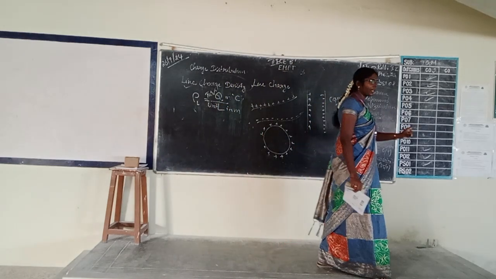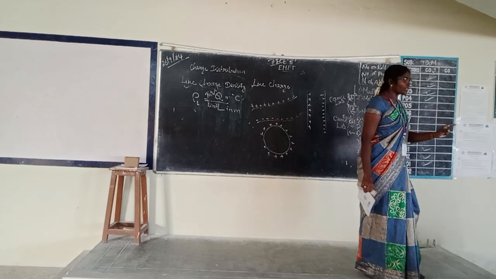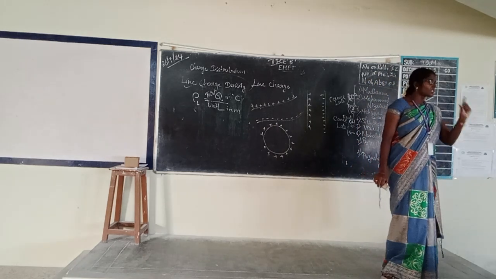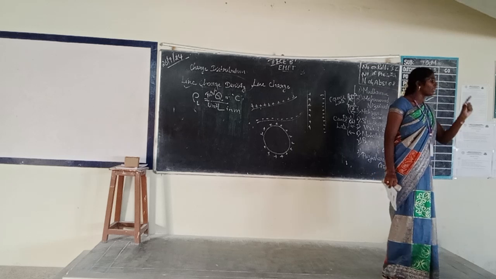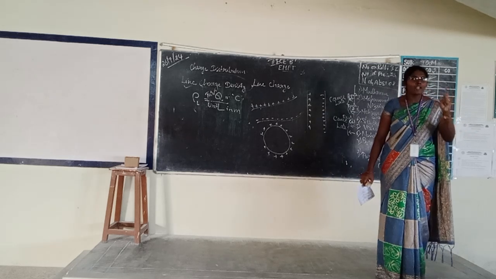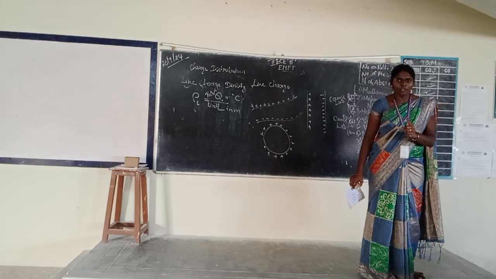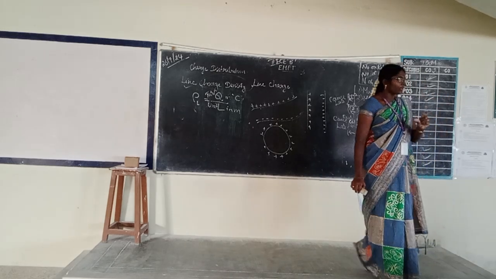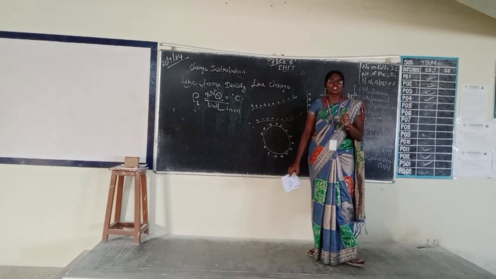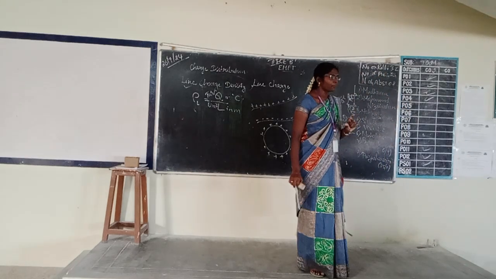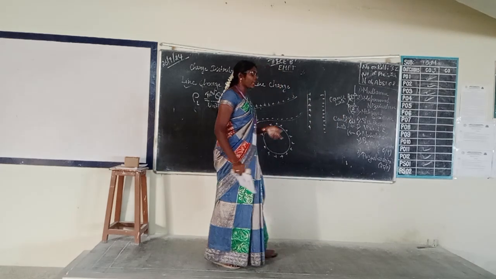After defining that, we say that charge density is denoted by the letter rho. Line charge density is denoted by rho L. That is equal to charge per unit length. Charge is denoted by the letter Q divided by unit length, which is meter. This is for line charge density. Clear up to this?